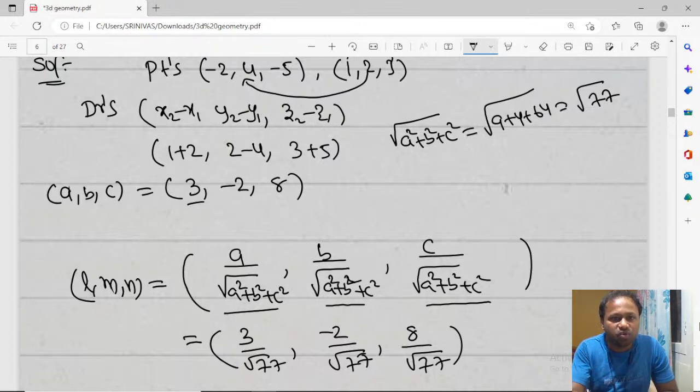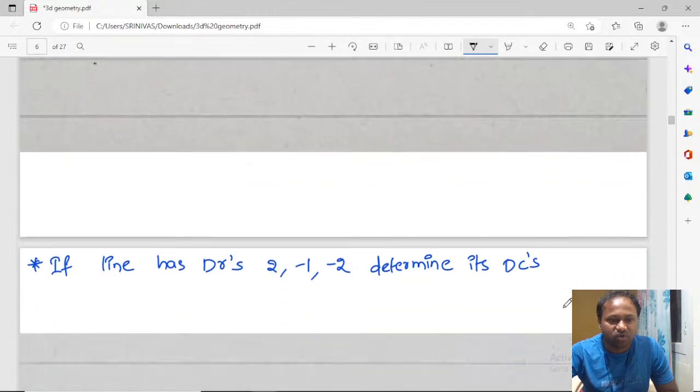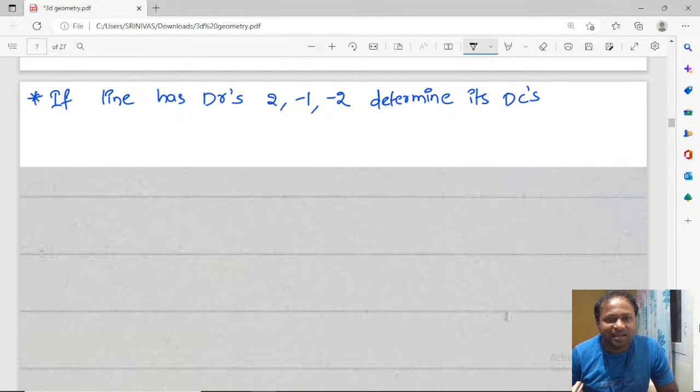So whenever 2 points are given, we need to find DRs, direction ratios, and substitute in the formula. Okay, very easy. Next, I will move on to one more question. Similar method, DRs given, you can find DCs. This is very easy.